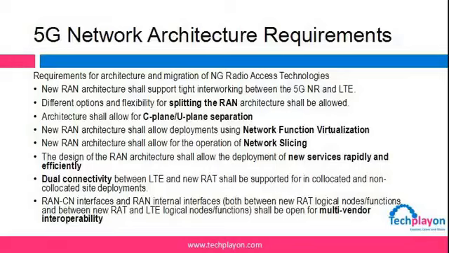The design of the RAN architecture shall allow the deployment of new services, and that should be very rapidly and efficiently. Dual connectivity between LTE and new RAN shall be supported for co-located and non-co-located site deployments. RAN CN interfaces and RAN internal interfaces shall be open for multi-vendor interoperability.